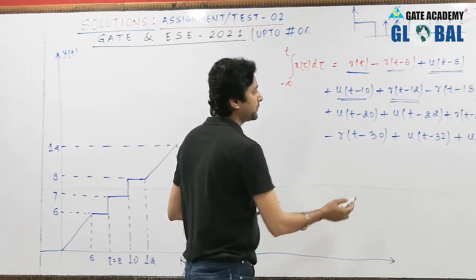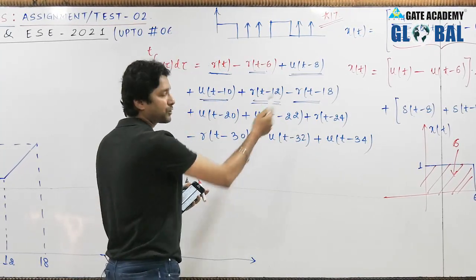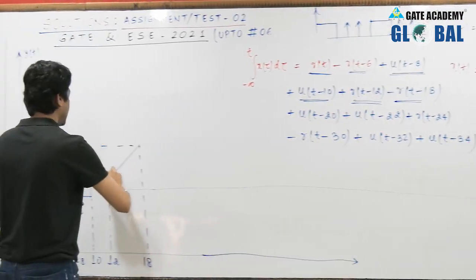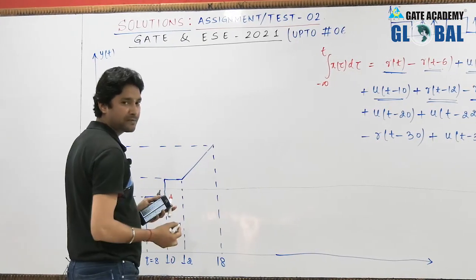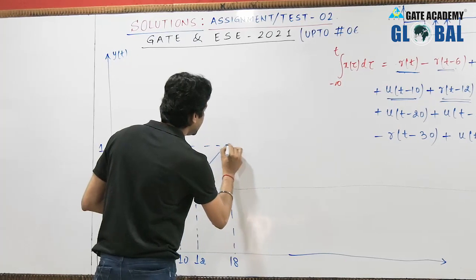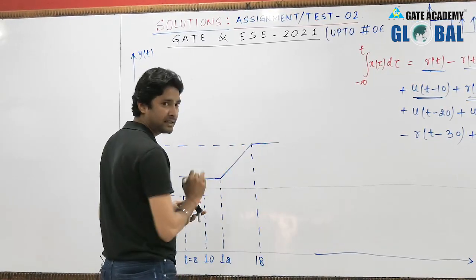Now after t equals 18 seconds, there comes a ramp with slope minus 1. Therefore, the net slope will be, here the slope is plus 1, but at t equals 18, a ramp occurs with slope minus 1. Therefore, after t equals 18, the slope will again become 0 and the function will become constant.